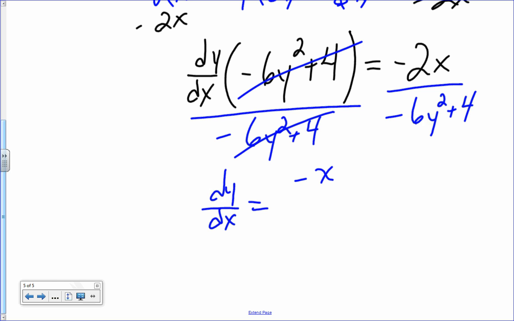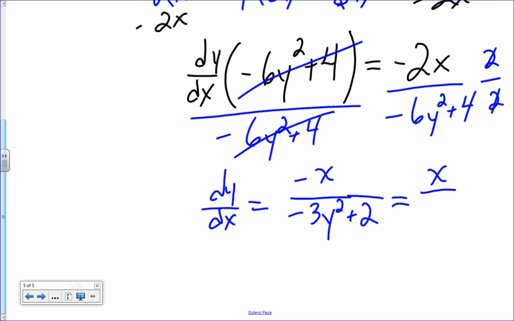So negative x over negative 3y squared plus 2. No, we wouldn't have to multiply everything by 2 because we kind of factored a 2 out of the top and we factored a 2 out of the bottom, and so we canceled that. Yep. We could factor a negative out of top and bottom if you wanted to. But realize if we factor the negative out of the top, it becomes that, and then it would be 3y squared minus 2.